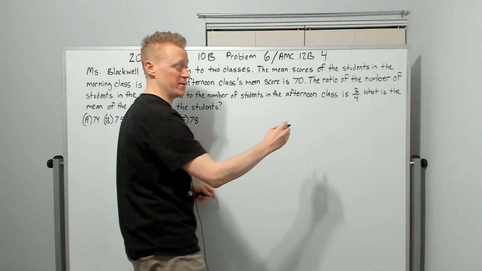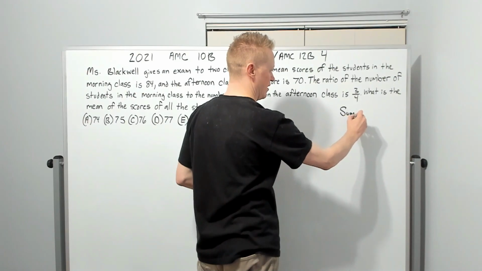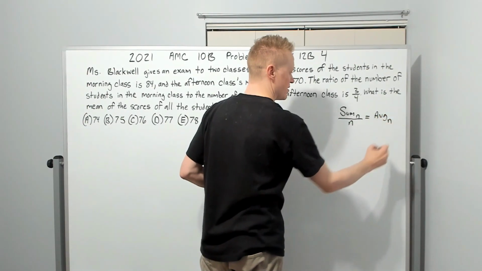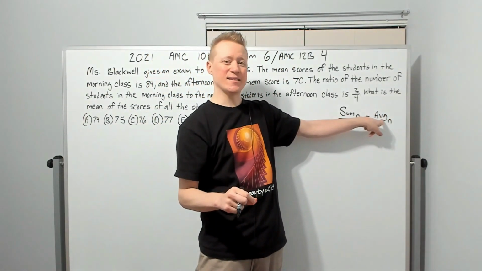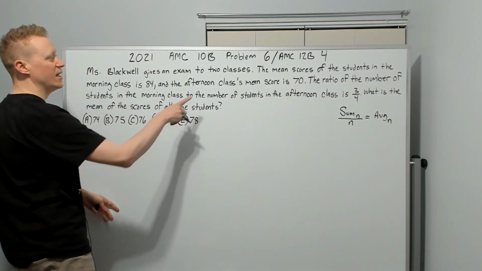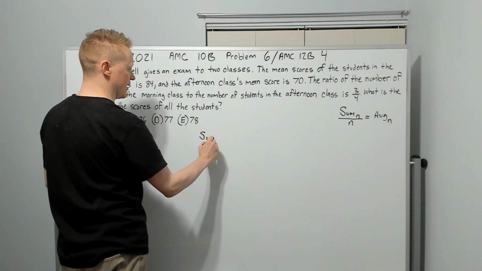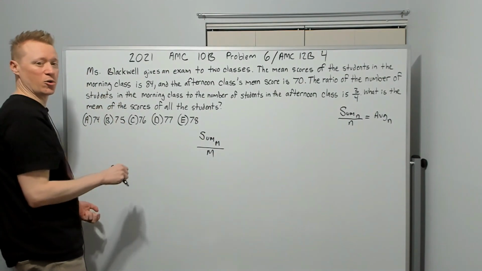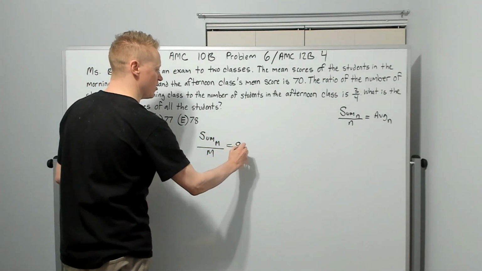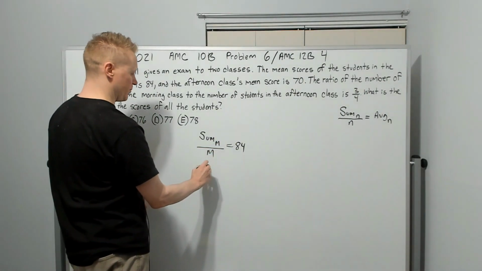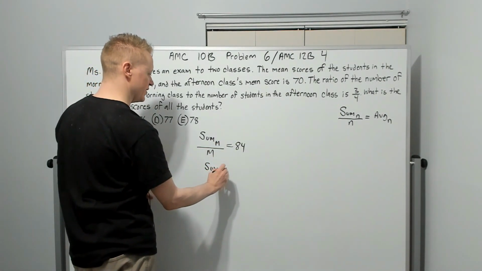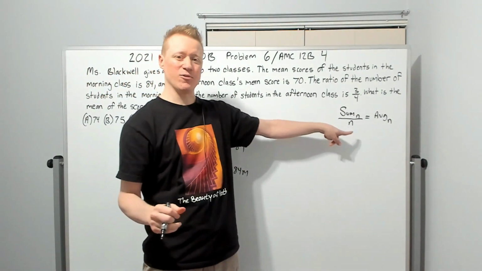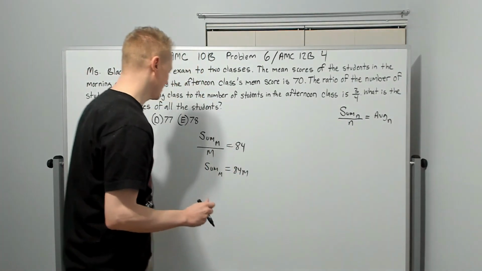So my preferred formula for averages is the sum of subscript n divided by n equals the average subscript n. Now you don't always write this. Sometimes you'll put a number, like in this case here. We're going to do the sum of the morning classes, sum m, divided by m being the number of students in the morning class. This is going to equal 84. And immediately multiply to get that the sum of the m students is 84m. That's typically what you'll do with this every time, is immediately multiply by this.